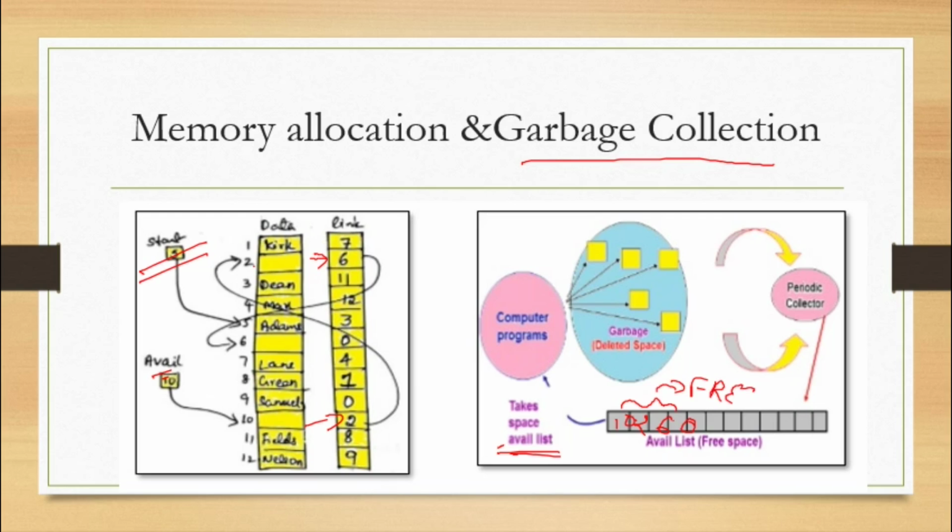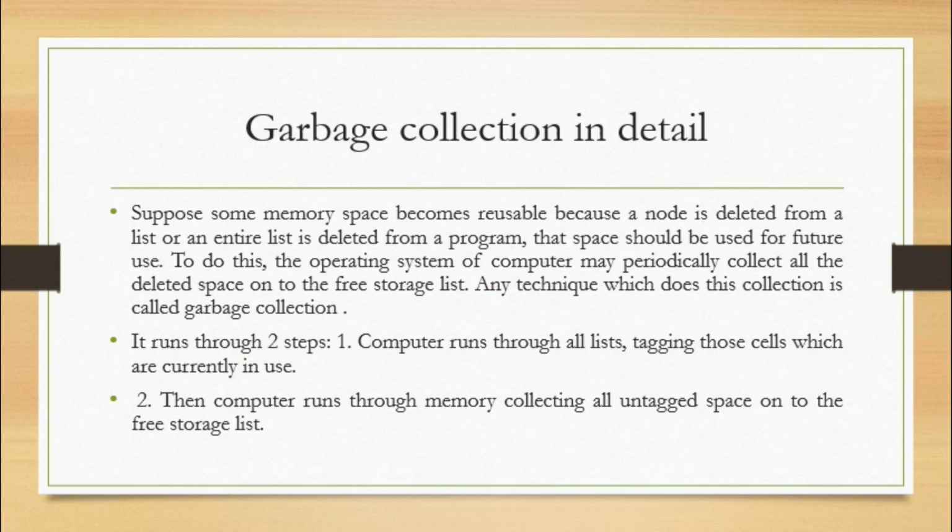Whenever we delete a node, spaces become empty. So such spaces are tracked by this avail array. The avail array will take care of that. So that is about the garbage collection. Let us understand the garbage collection in detail.